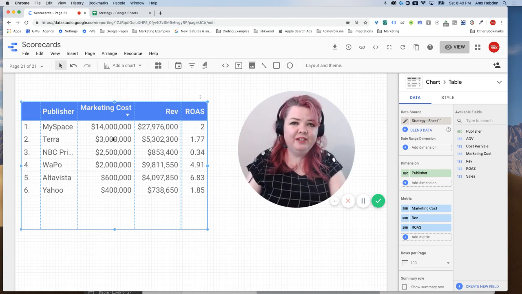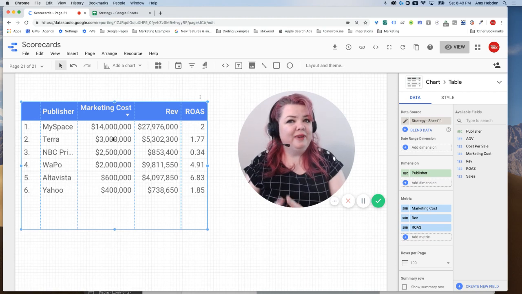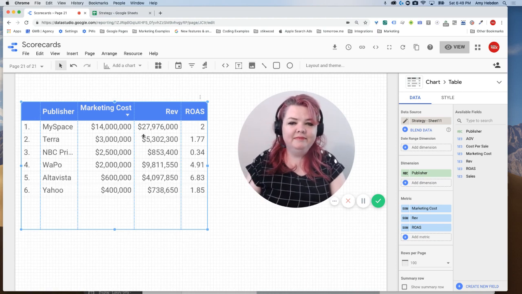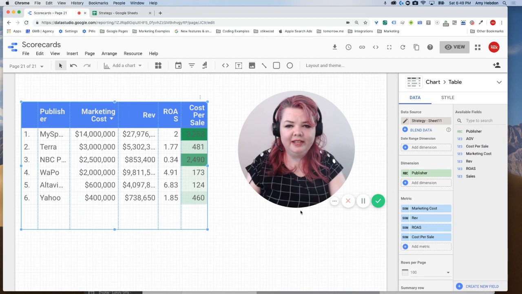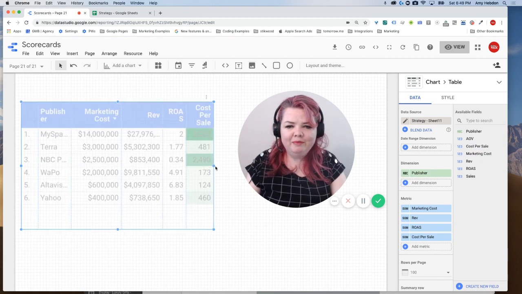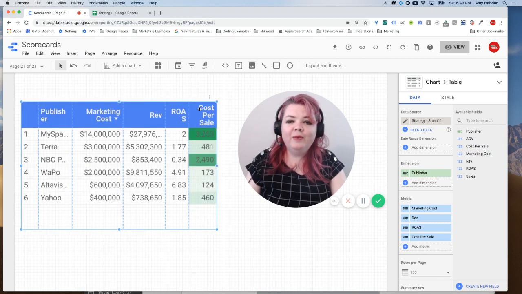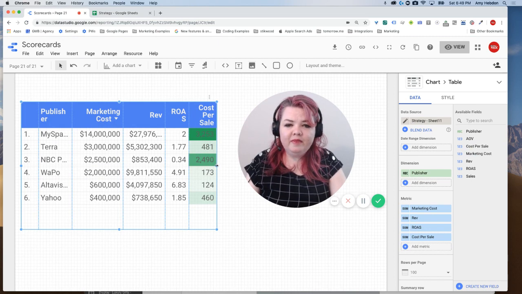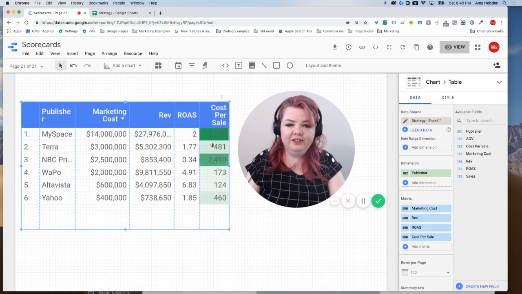Now, the calculation that Avinash recommends adding to help tell more of the story here is cost per sale. So I'm going to go ahead and drag that in here. I have it built out in Google Sheets. I'm just dragging it in to make this a little bit cleaner. I thought I had removed my heat maps from this, but I didn't. So we've got cost per sale here, and that starts to tell us a different story, where MySpace and NBC Prime have a much higher cost per sale.